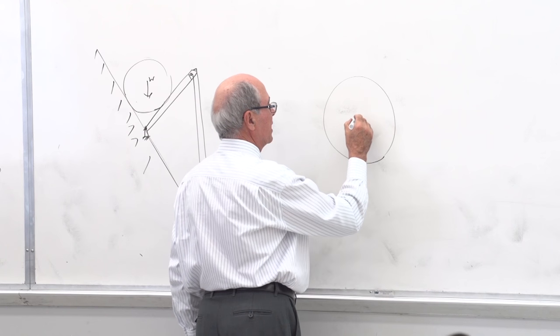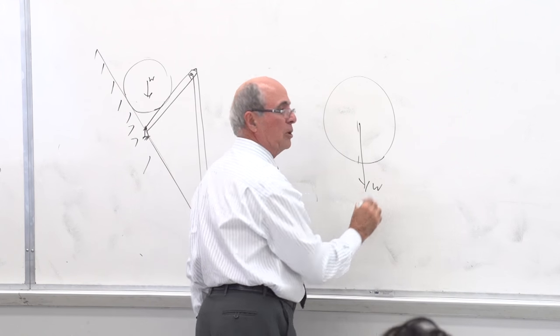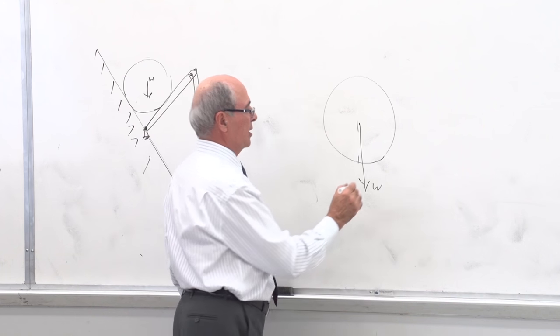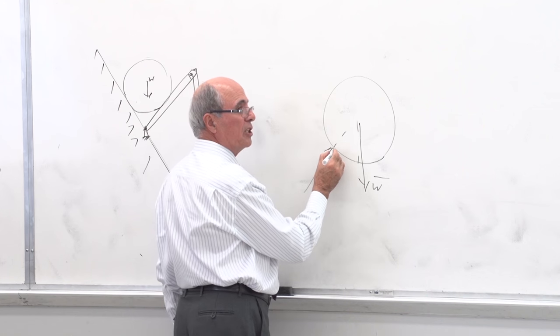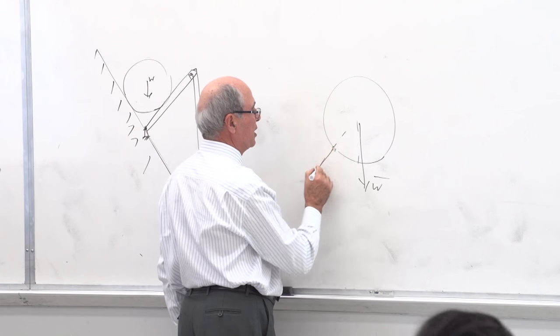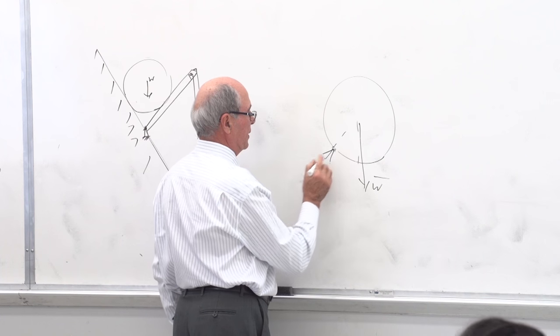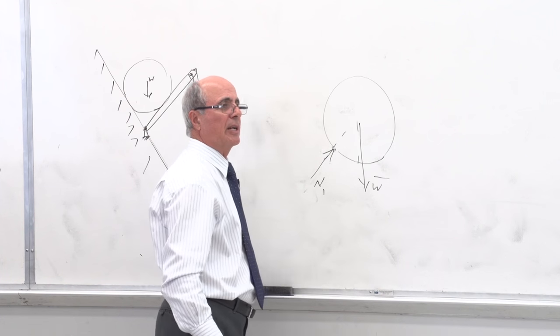I have a cylinder with the weight up. We have seen that in the past. Yes or no? W, correct? Yes. What else do we have here? Let's say it is a contact force here, the ground contact force, correct? Which we show with what? Normal force, let's call it N1. Is that correct or not?